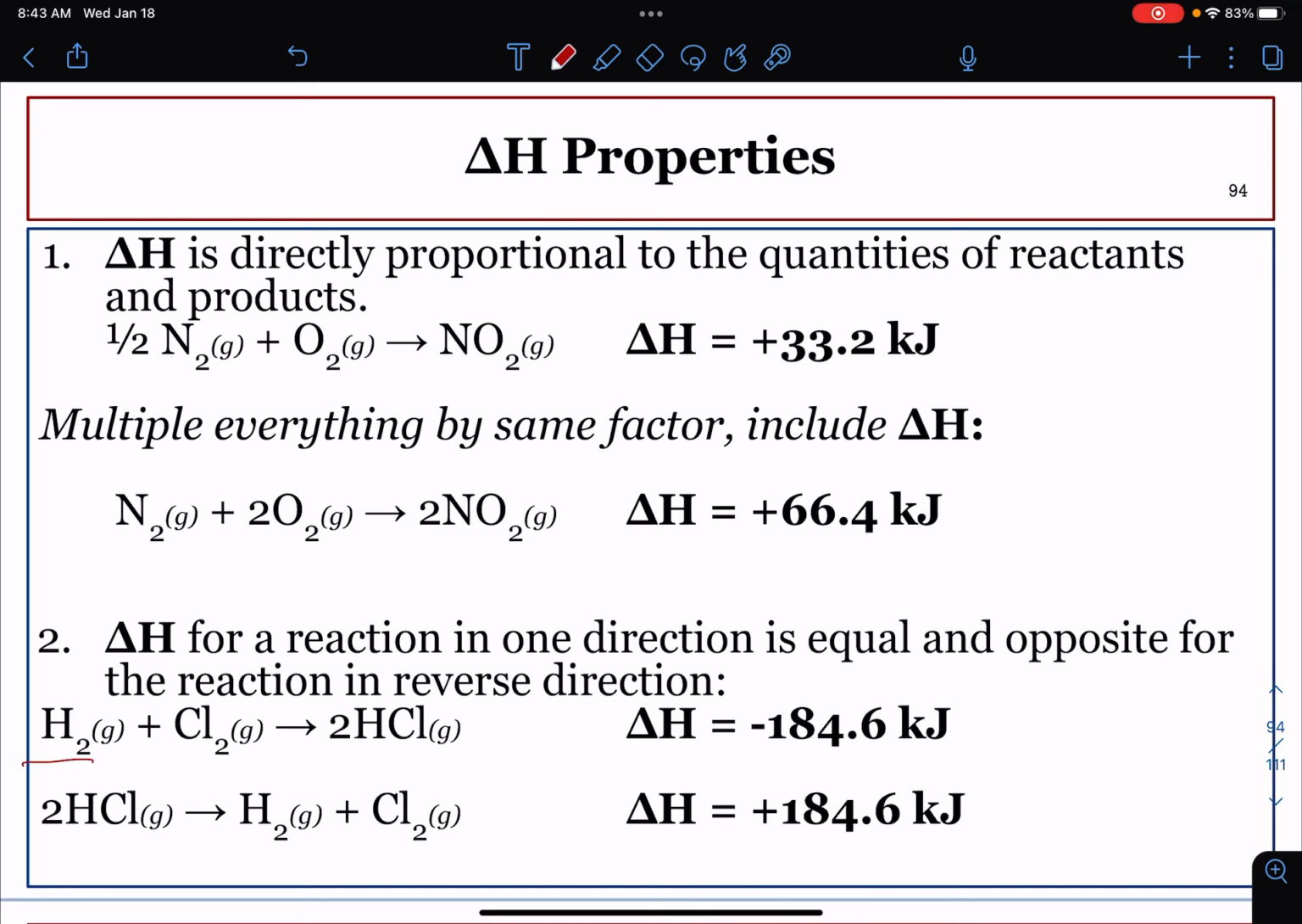1 mole of hydrogen reacts with 1 mole of chlorine to produce 2 moles of hydrochloric acid, or HCl. This reaction releases 184.6 kilojoules of energy. Remember, the negative sign means the energy is being released.